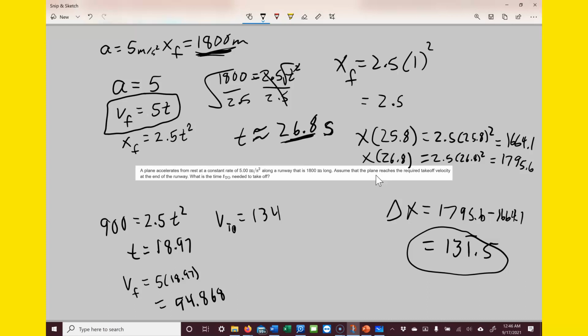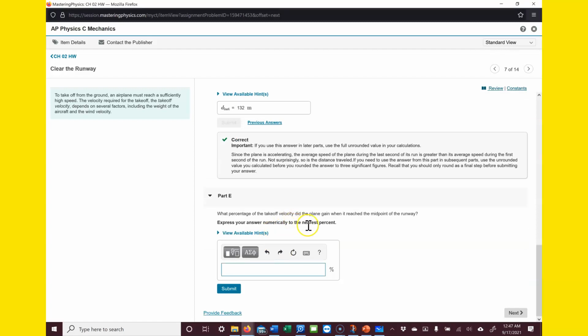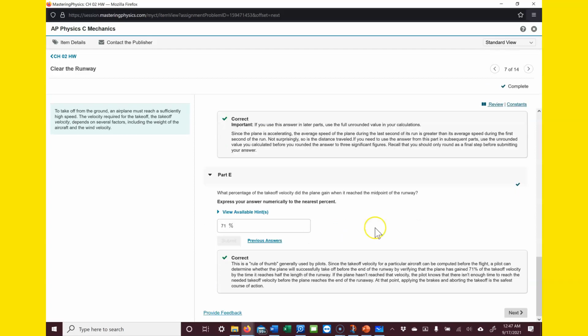So what does it ask? What percentage of the final takeoff velocity did it reach at the midpoint of the runway? So in other words, 94.868 is what percent of 134? So 94.868 divided by 134. I get 0.70797. It's best to the nearest percent, so that's about 71%. 71, hopefully. That is correct. Good deal.